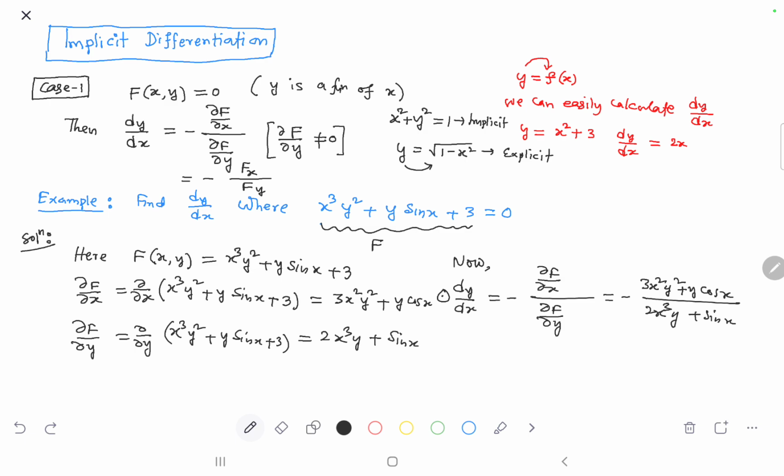So if you have a relation between x and y, and you want to calculate dy/dx, you can calculate that by using this formula: dy/dx equals minus f_x divided by f_y. Any questions so far? No, this is fine. Good, nice. So let me tell you case 2.